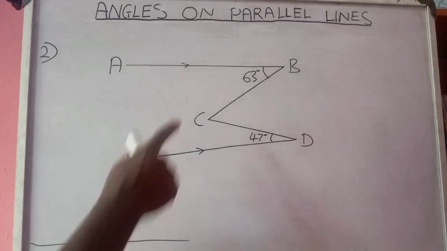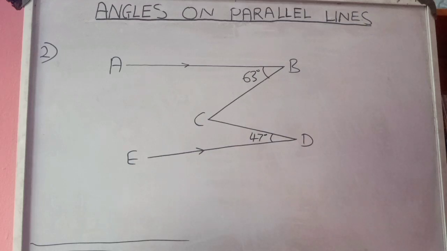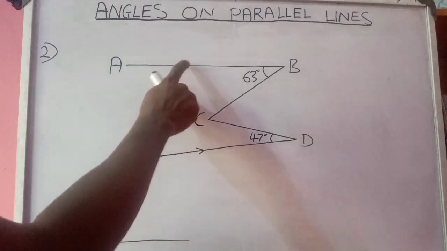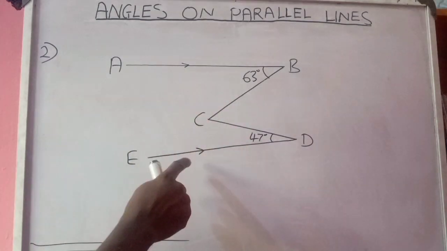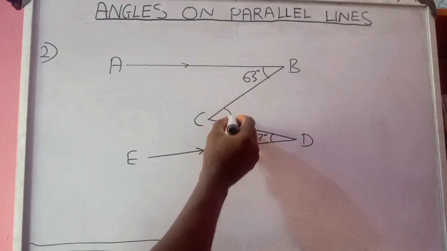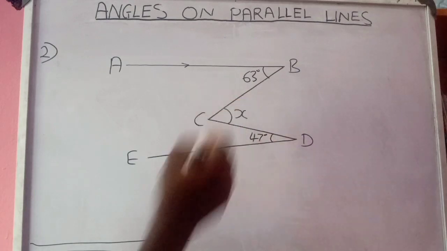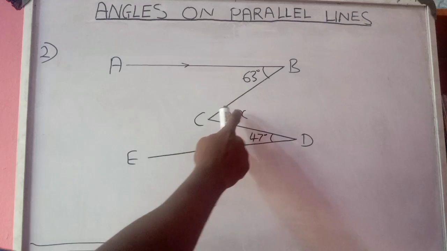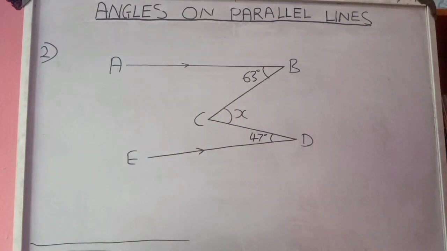All right, so to solve this question, we need to do a construction. We can see that these two lines are parallel to each other. Okay, and we have something here, and you're asked to find the value of x here. This is quite a simple question. So let's get it done.